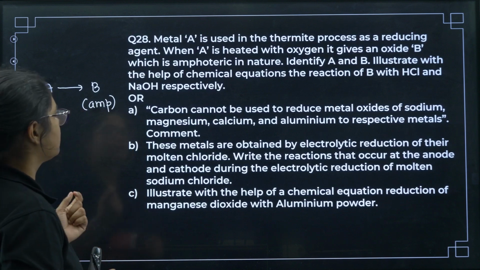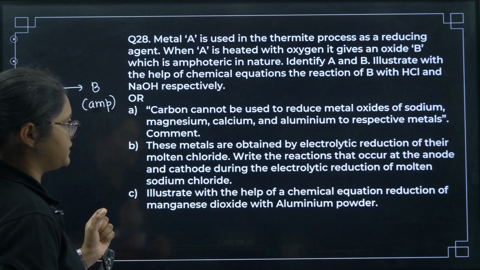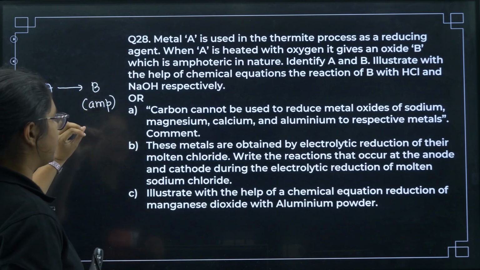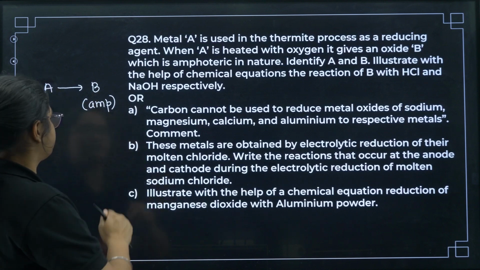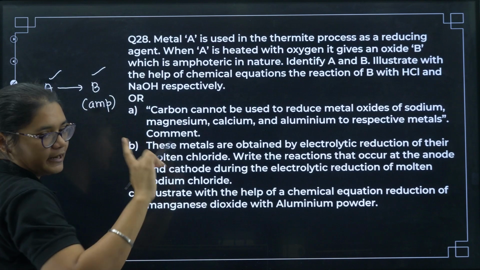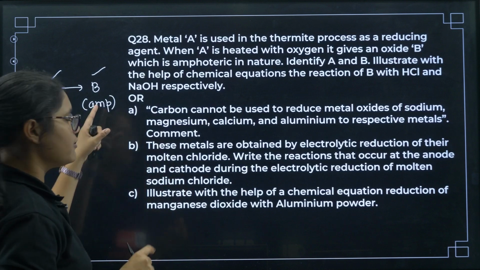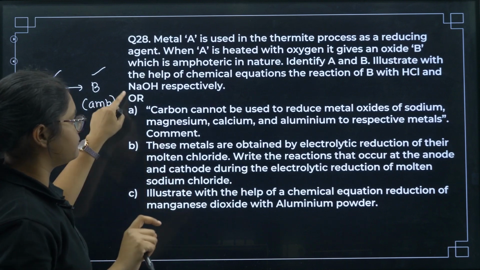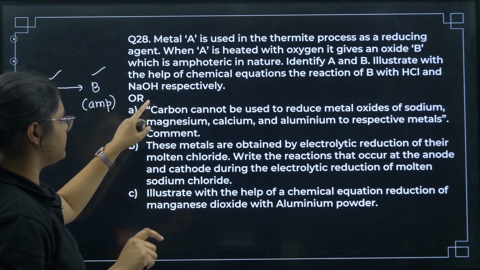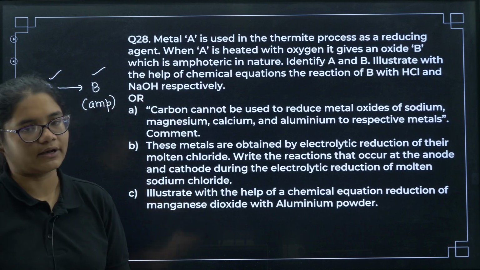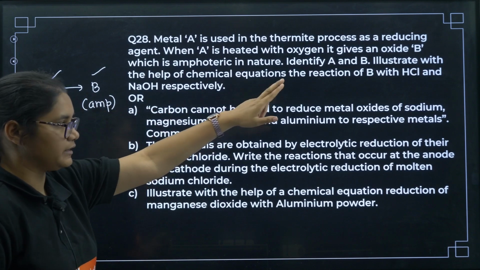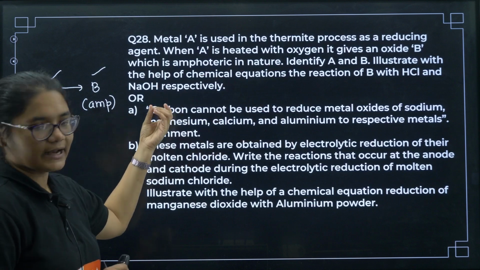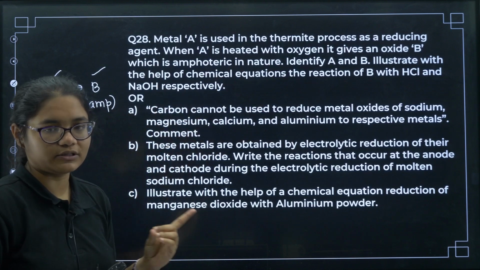Then illustrate with the help of a chemical equation the reaction of B with HCl and NaOH respectively. So here, 3 marks. First, if you identify A and B correctly, that will give you half a mark. Then the reaction of B with HCl and the reaction of B with NaOH will give you 1 mark each. B is amphoteric, so it will react with both HCl and NaOH. That is why you have to write both the reactions.